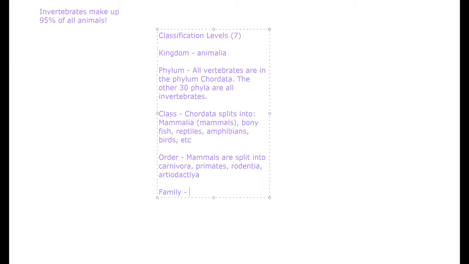After the order, there's going to be a family. And the families are based on specific characteristics, just like they all are, but it gets a little more narrow, a little more specific. So carnivora splits into cats, dogs, bears, what's the other one? Weasels and others, right? Those are the ones that carnivora splits into.